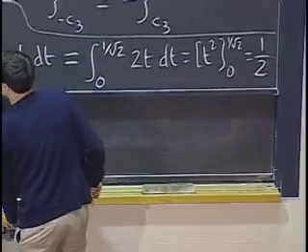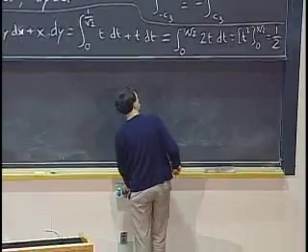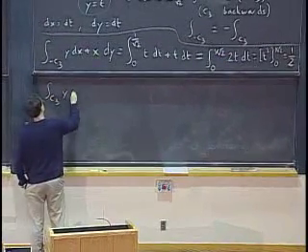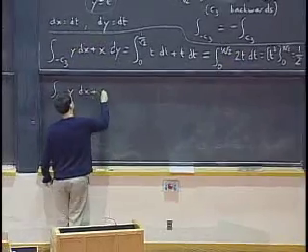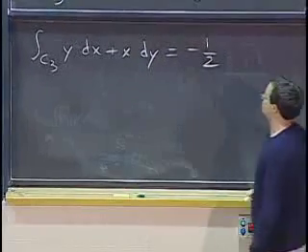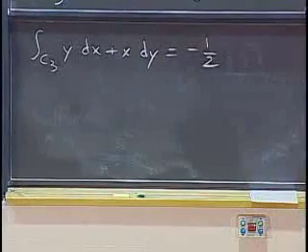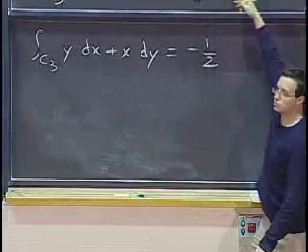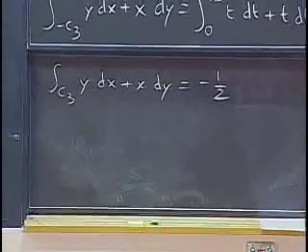And if I want to do it along C3 instead, then I just take the negative. Okay? Or if you prefer, you could have done it directly with the integral from 1 over root 2 to 0, which gave you immediately the negative 1/2.